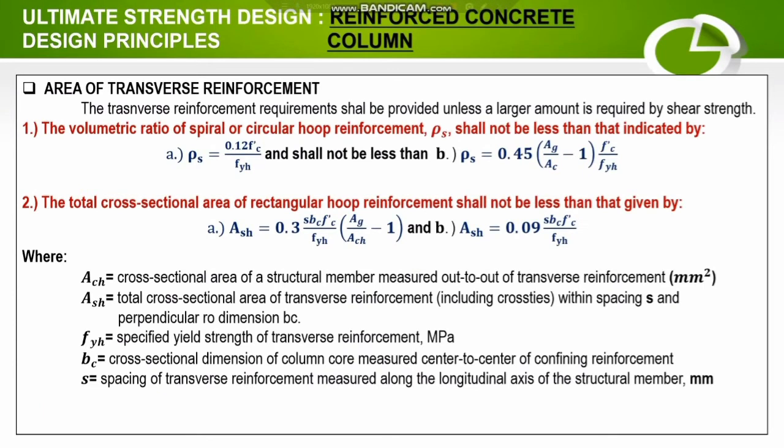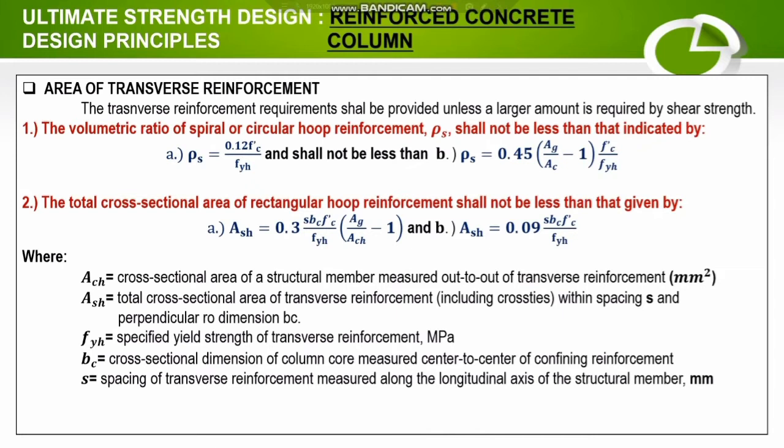For the area of transverse reinforcement, the transverse reinforcement requirements shall be provided unless a larger amount is required by shear strength. 1. The volumetric ratio of spiral or circular hoop reinforcement, rho s, shall not be less than that indicated by A. Rho s is equal to 0.12 f'c over fyt and shall not be less than B. Rho s is equal to 0.45 quantity Ag over Ach minus 1 times f'c over fyt. And number 2, the total cross-sectional area of rectangular hoop reinforcement shall not be less than that given by A.